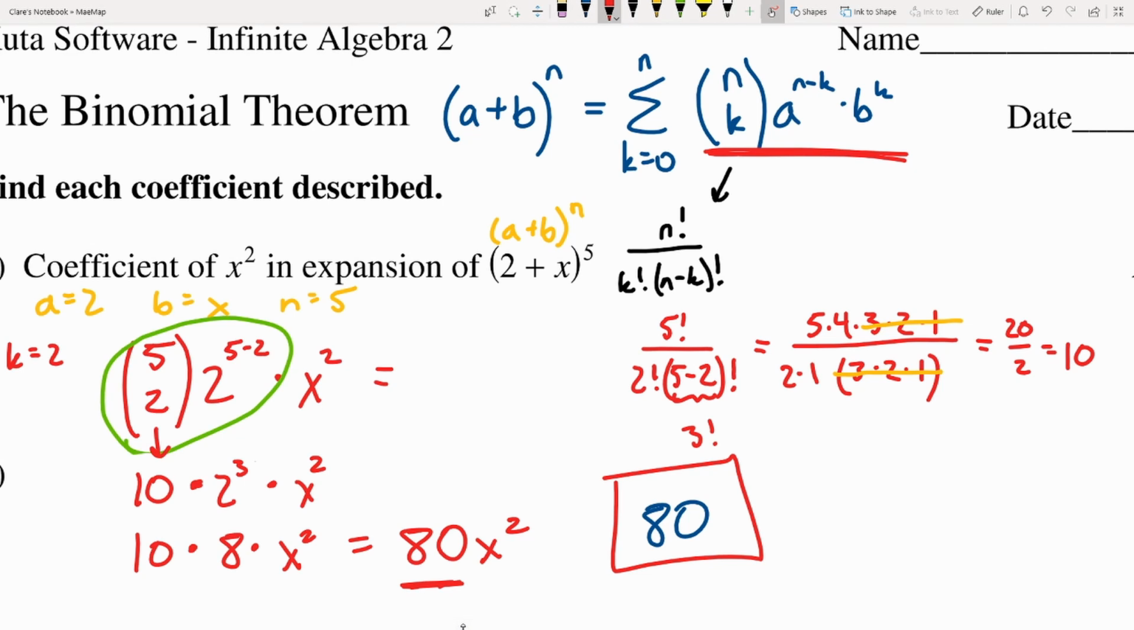Now I'll be completely honest with you, memorizing this formula and doing out this work is going to be very tedious. So let me show you a trick. It might take a little bit to explain, but it's going to save you time in the end on this worksheet.